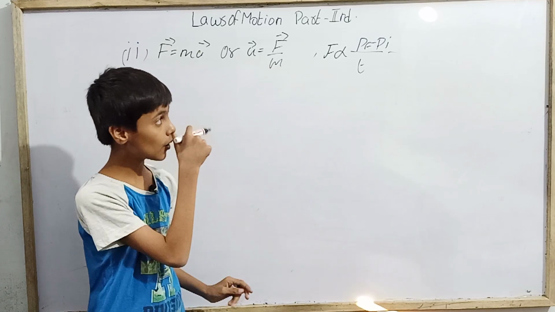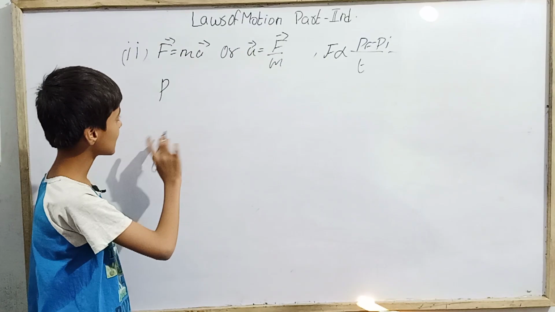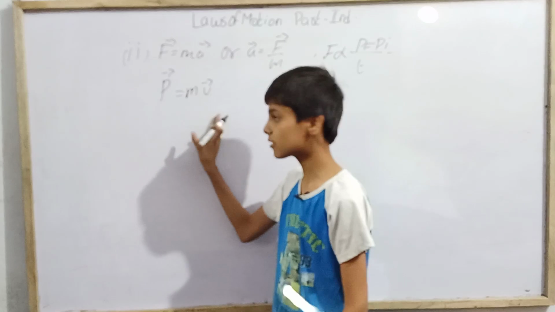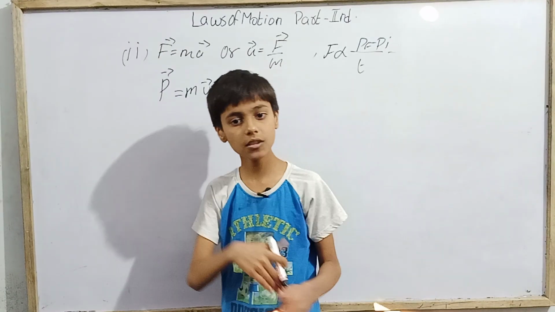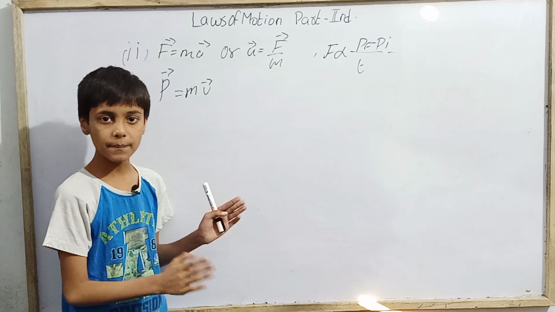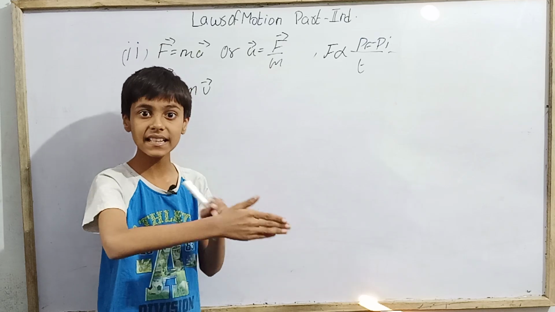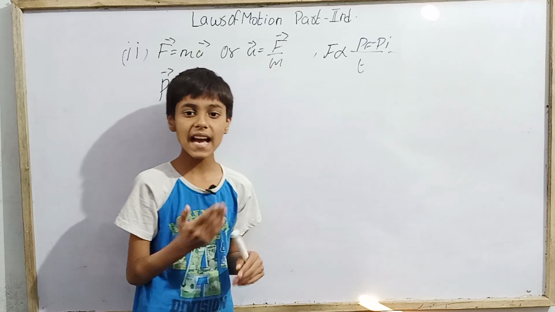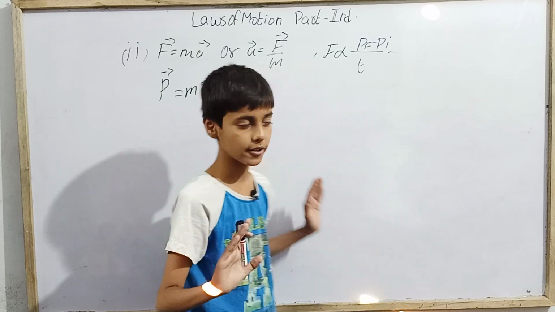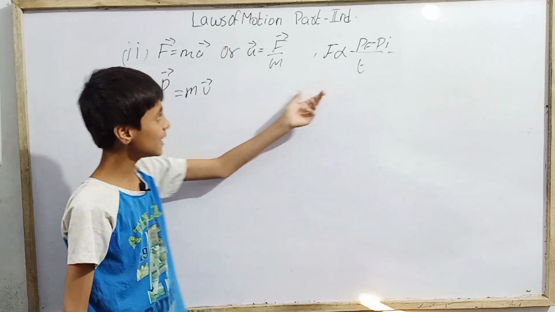But before that we need to know what P actually is. Momentum is generally represented as P. It is the product of mass and velocity. Momentum is a vector quantity. Suppose I have a particle moving in a certain direction. If the mass of the particle is m and its velocity in that direction is v, then the momentum of the particle is the product of mass and velocity, mv. So I can write P equals mv.